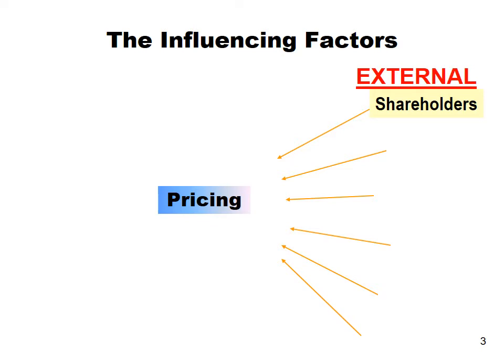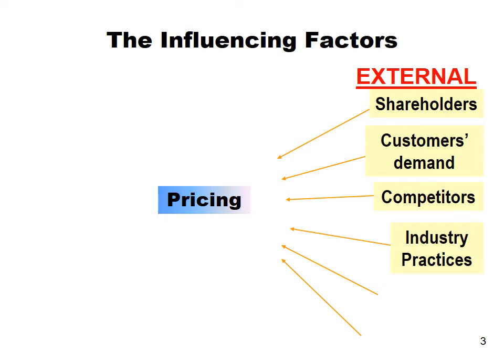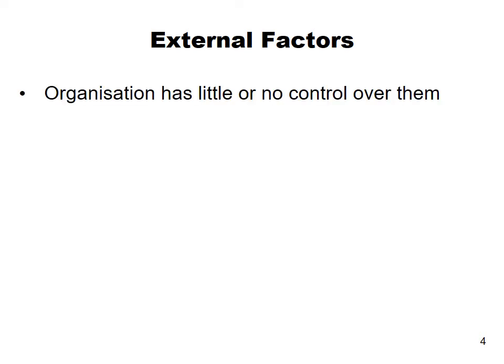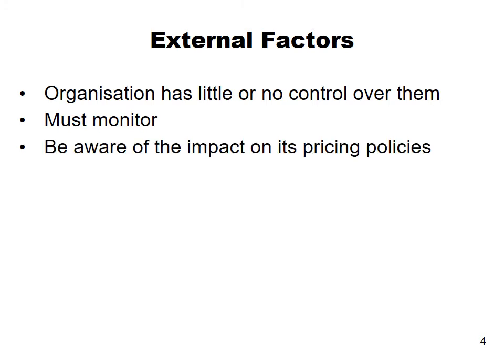They are shareholders, customer demands, competitors, industry practices, regulation, and intermediaries. These are some examples of external factors. Of course, there are much more than this. External factors: the organization has little or no control over them, but they have to monitor them closely because they have to be careful of the impact they can have on its pricing policy.